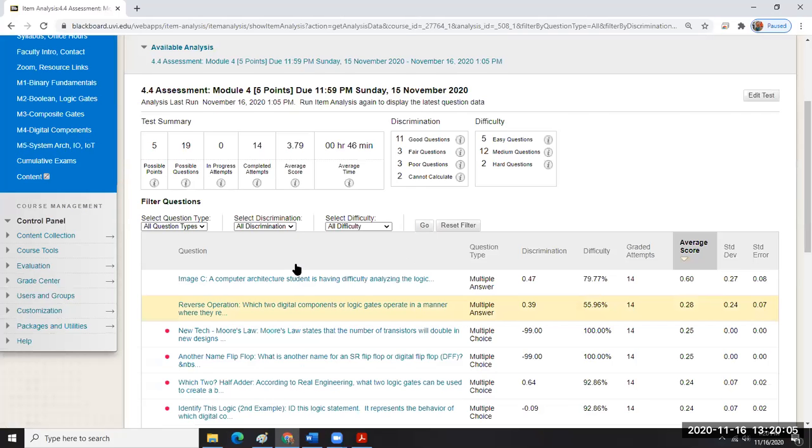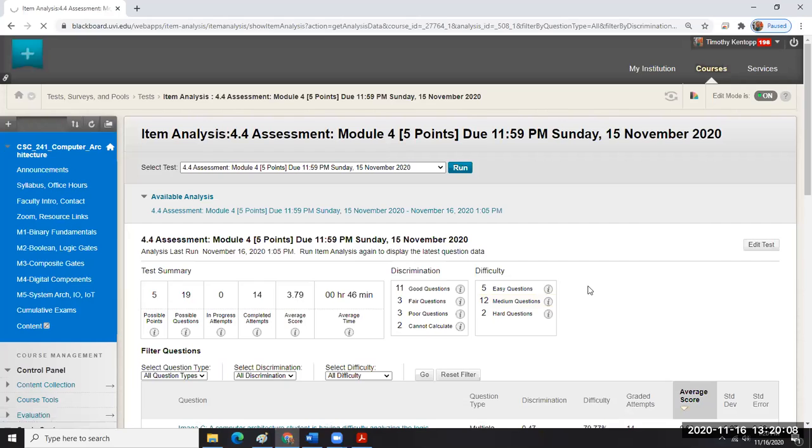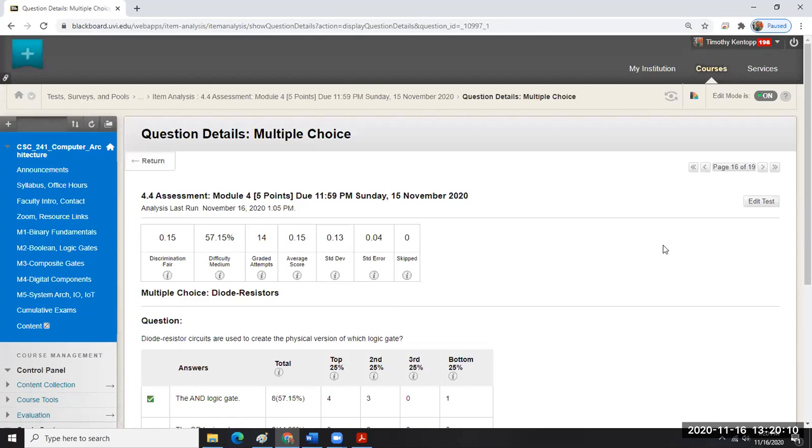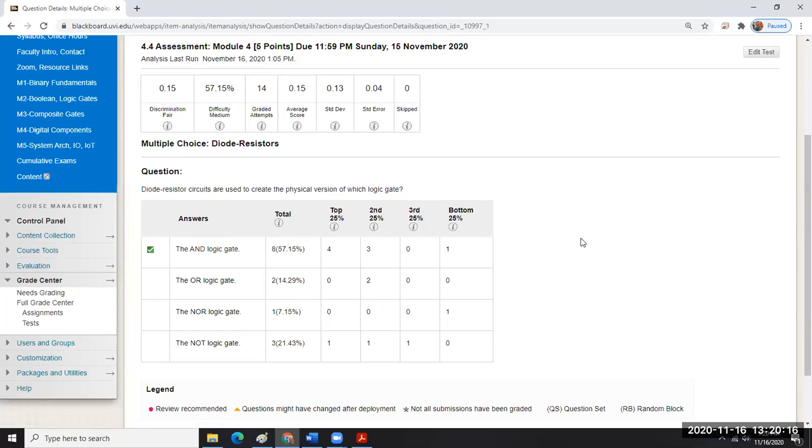Image A. No question. Diodes and resistors. All right, so I kept sending emails and messages saying, please read the websites, please watch the videos, this kind of thing. Diode resistor circuits are used to create the physical version of which logic gate?